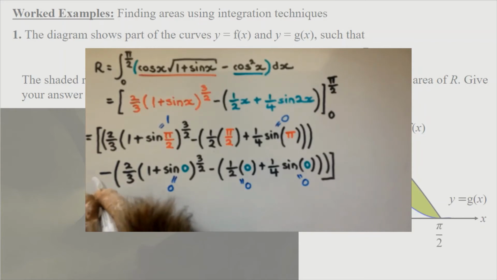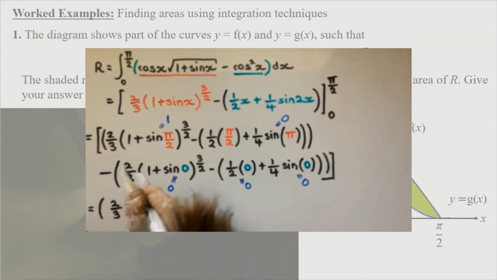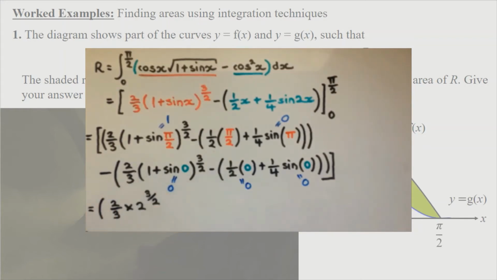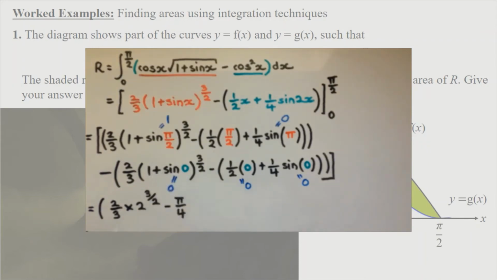Now I'm going to put the upper limit again in brackets just to make it distinct. We're going to have 1 plus 1 to the power 3 over 2. So that's 2/3 of 2 to the power 3 over 2. Okay, so that's for the first product there. Then we're going to subtract 1/2 of pi over 2, which is pi over 4. And then 1/4 sine pi, but we've already said that's 0. So that's all that's left of my upper limit.